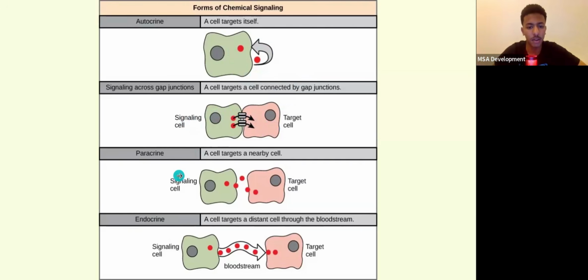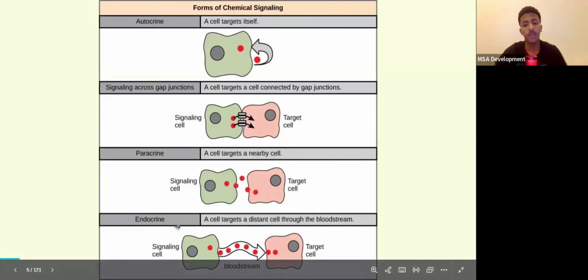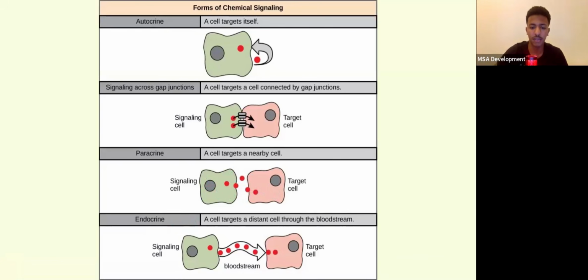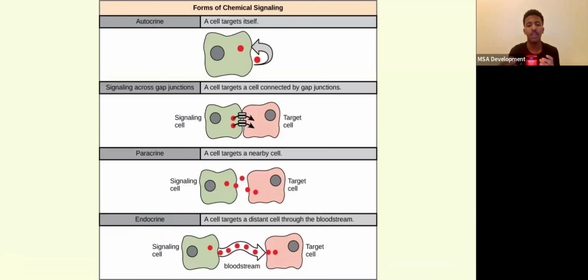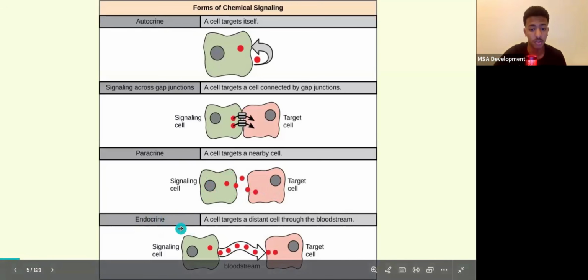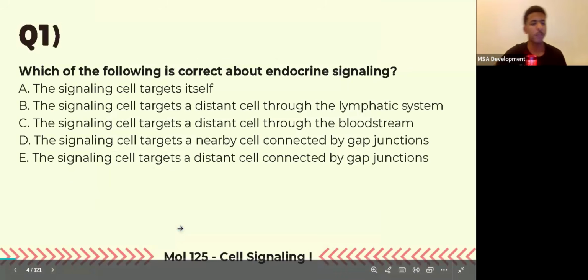The third one is paracrine signaling, and it's when a cell targets a nearby cell. However, they're not necessarily touching, okay? Through the ECF or whatever. It's just a nearby cell and it's targeting it. And lastly, we have endocrine signaling, and it's when a cell targets a distant cell through the bloodstream. And from the name, you can kind of get that. Endo means within or inside, and this means inside the bloodstream, okay? It's very important to understand and remember endocrine signaling, okay? Now let's solve the question.